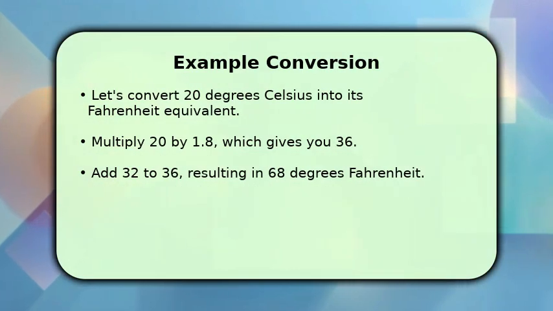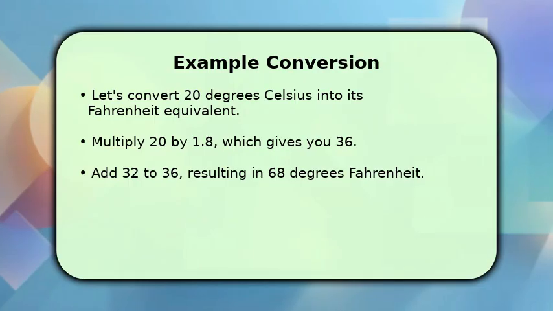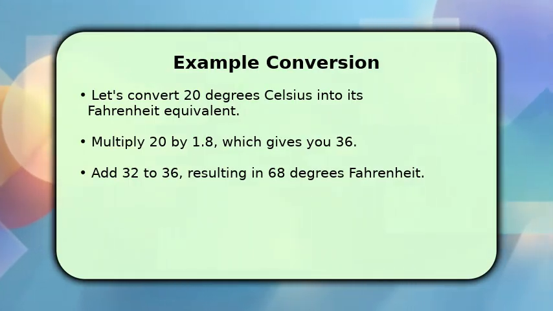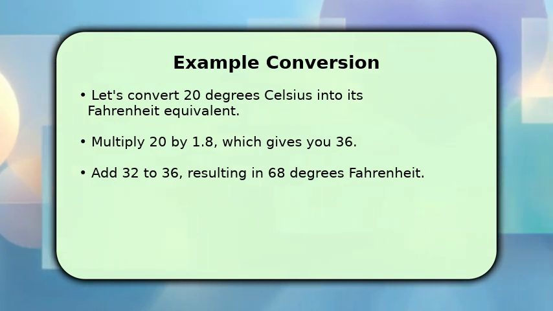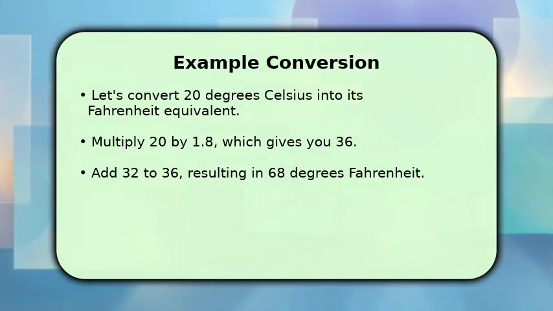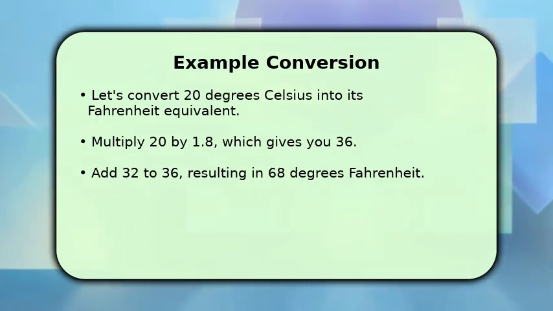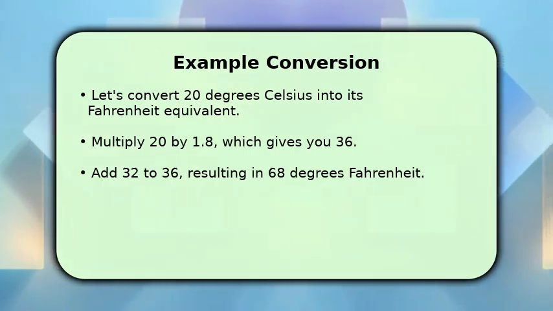Let's put the formula into action with an example. Imagine you have a temperature of 20 degrees Celsius and want to convert it to Fahrenheit. First, multiply 20 by 9/5. This calculation gives you 36. Next, take that 36 and add 32 to it. Your final answer is 68 degrees Fahrenheit. See how simple it is to apply the formula.